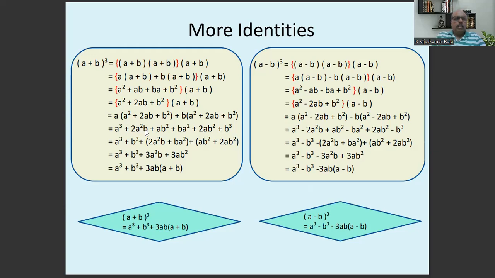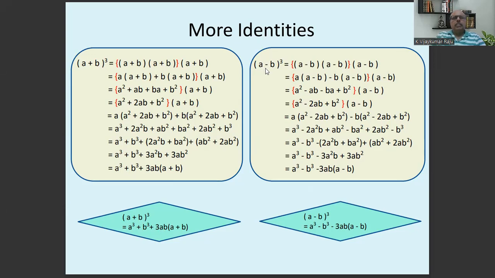2a²b and ba², they are the same. So 2 plus 1, 3. It is 3a²b. Here also, ab², and 2ab² is 3ab². So a³ + b³ + 3a²b + 3ab². You can take out common from these two. 3ab is common. So a³ + b³ + 3ab(a + b). This becomes the third power expansion. So (a + b)³ is this.